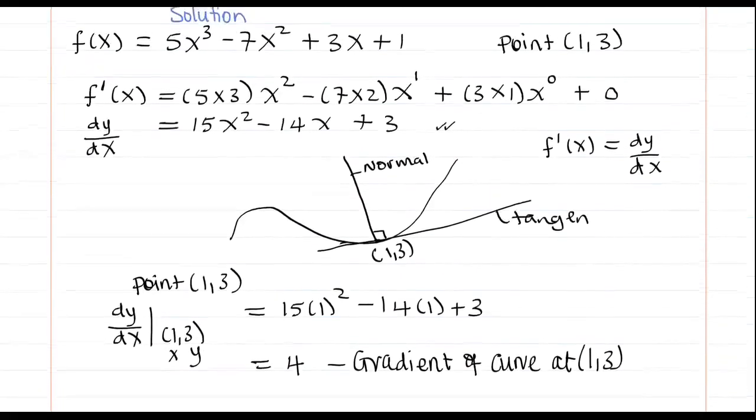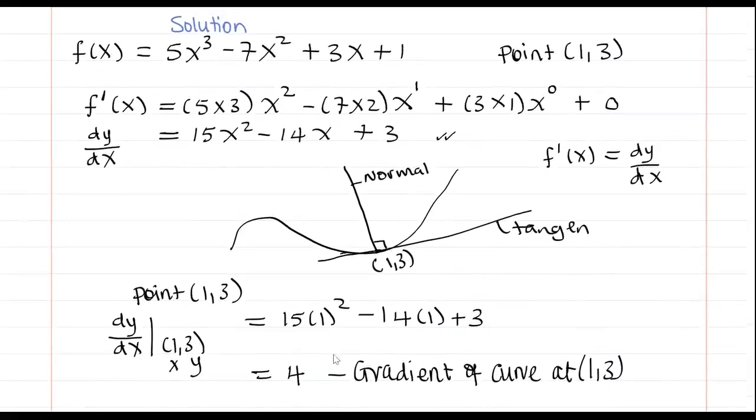Now, what is the connection between the gradient of the curve and the tangent? That is still here. Now, at the point of tangency (1, 3), the gradient of the curve is the same as the gradient of the tangent.